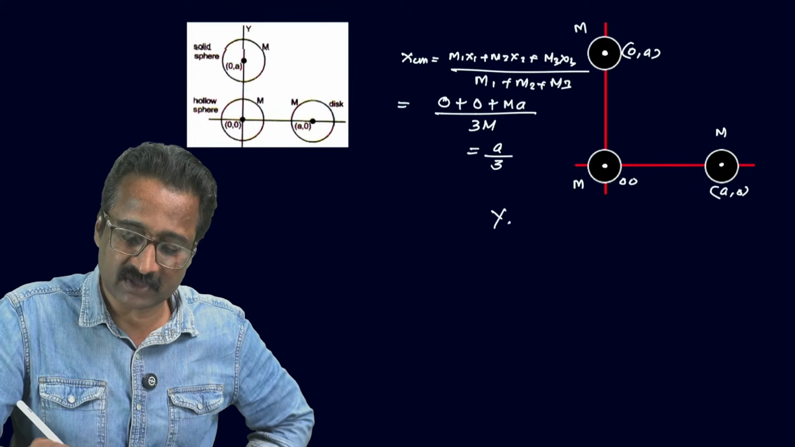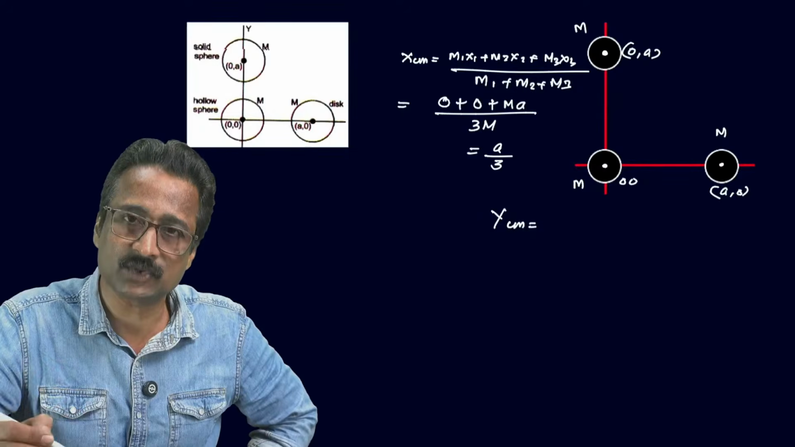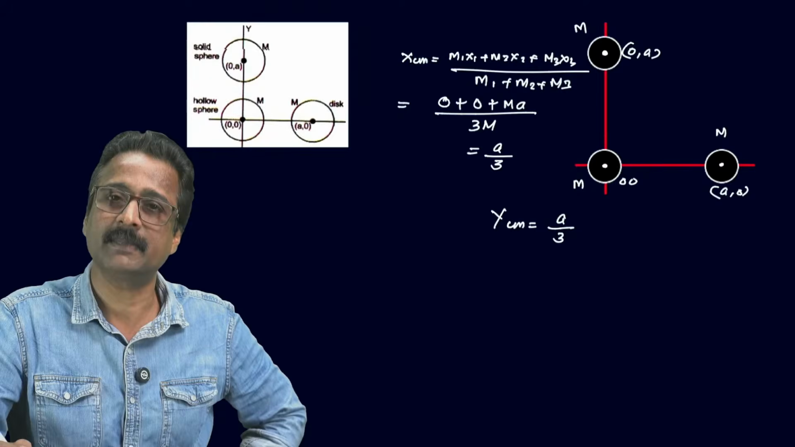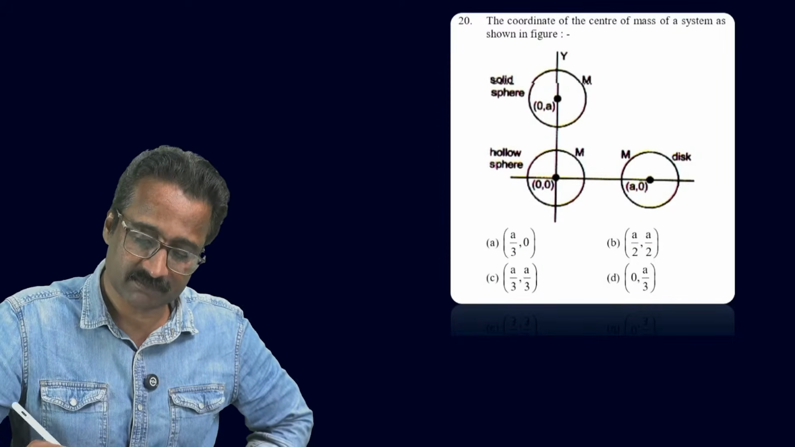In a similar way, you'll get ycm also. A similar equation, m1 y1 plus m2 y2 plus m3 y3 by total mass, also gives the same value, a by 3. And you will see that the coordinates are a by 3 and a by 3. You must go with option C.